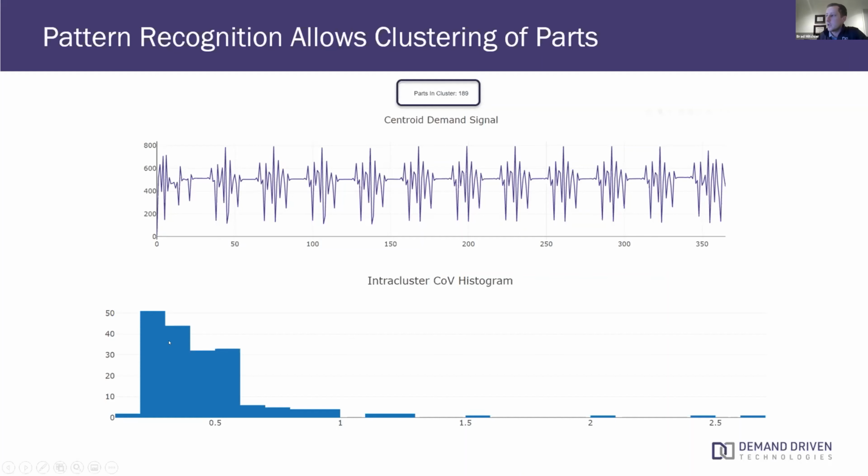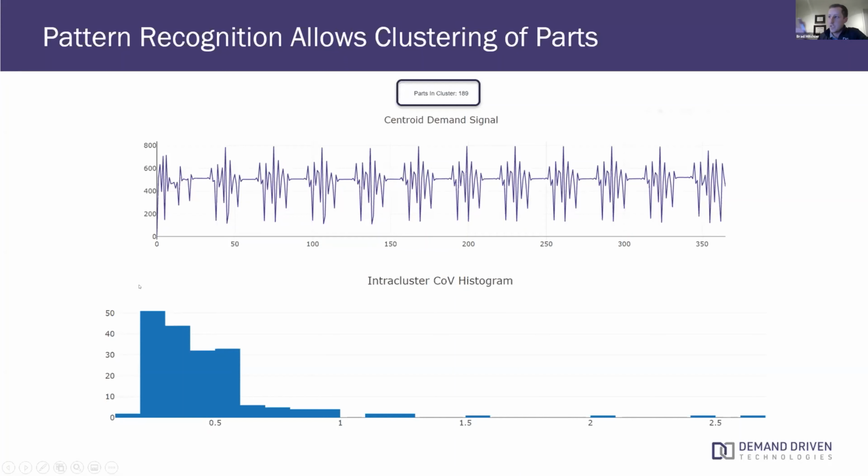At the bottom, you can see on a coefficient of variability basis that even though all these parts fall in the same cluster, they have different COVs across the board. A lot of parts have very low COV, but I've even got some parts that fit in the same demand pattern that have very high COVs. So it goes to show that COV is not the best predictor of variability.